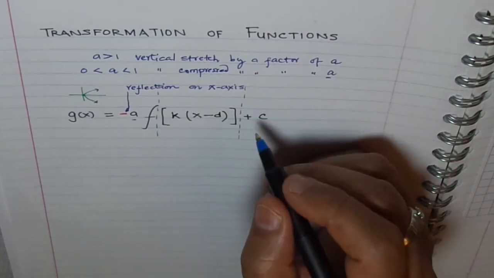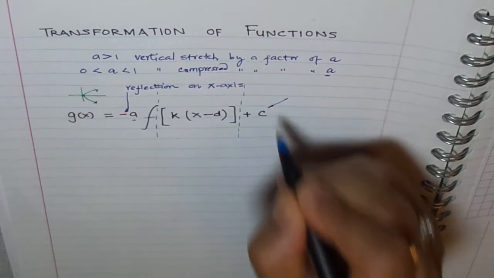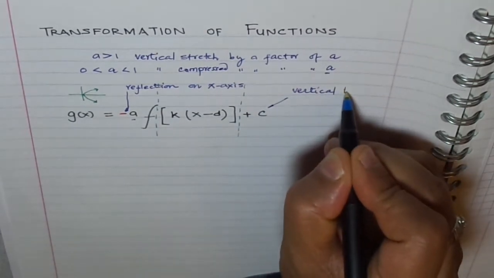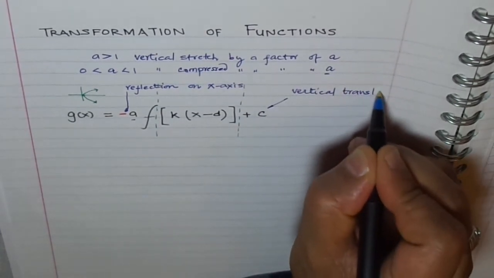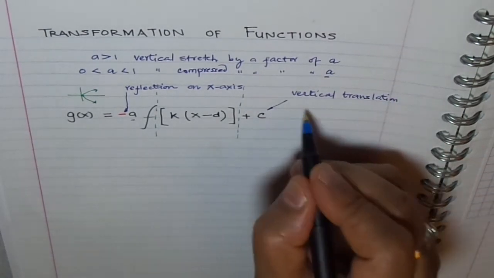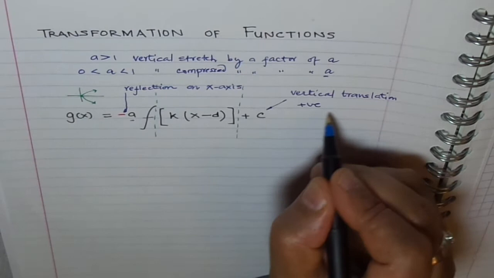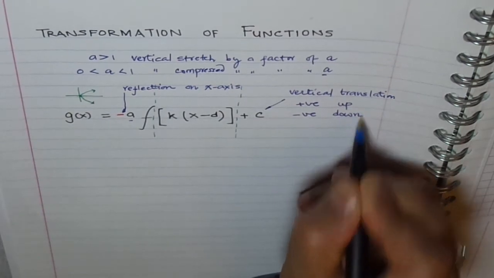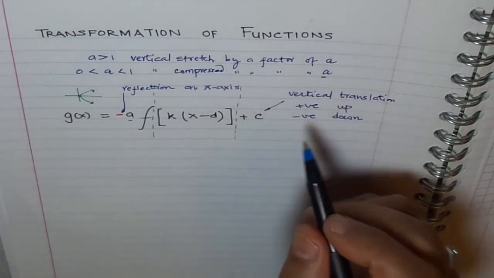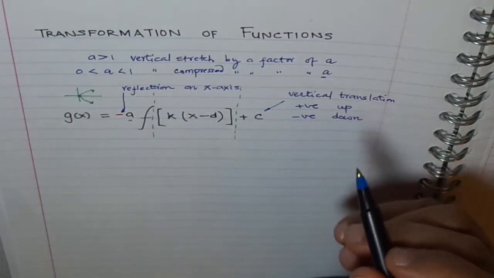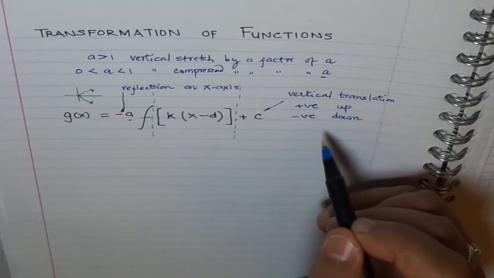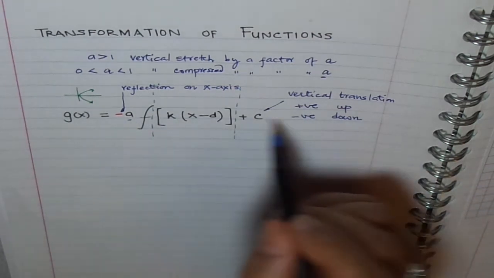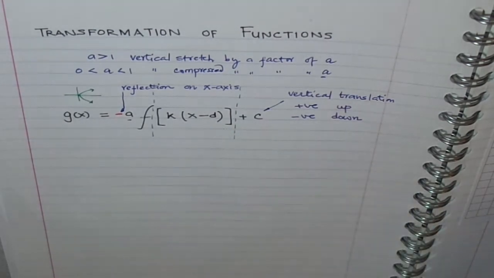So let's take up c now. c reflects vertical translation. In case c is positive, it means up, and if it is negative, it means down. So let's say c is positive 2, then we'll translate the whole graph 2 units up. If c is negative 2, then the whole graph gets translated 2 units down. So these are vertical, and now let's consider the horizontal transformations.